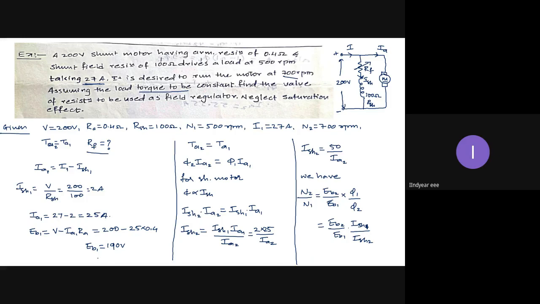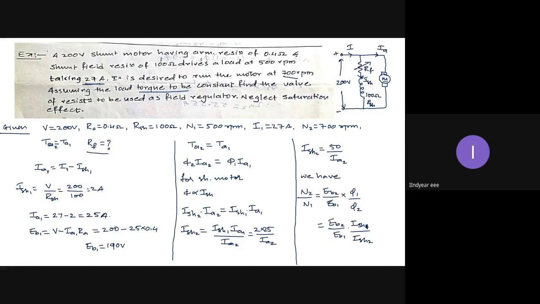So I know EB1. EB2 is still unknown because IA2, the armature current in the second case, is still unknown. So we will keep it as it is.